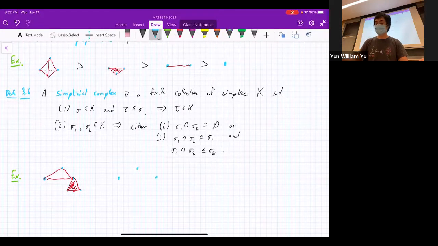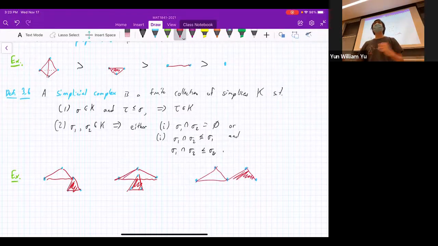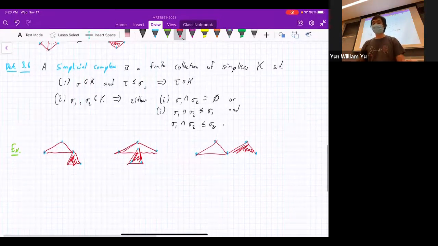Let me draw out a couple just so that we can discuss whether or not each of these is a simplicial complex by the definition we just gave. Which of these three are simplicial complexes? Okay, so we think the leftmost one.